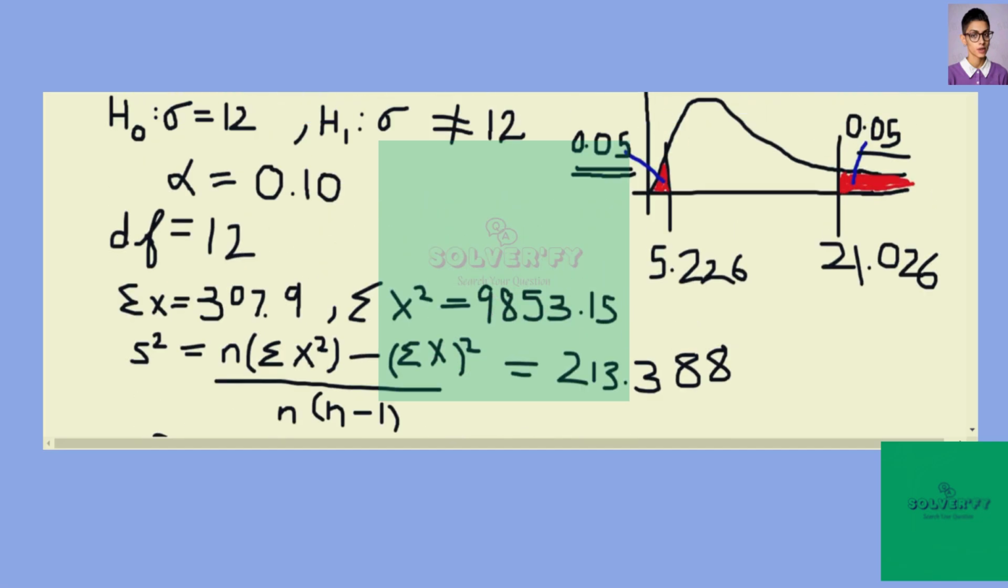1.218 will lie somewhere here. That is, it will lie in the shaded region, that is in our critical region. So reject the null hypothesis. Thus, there is sufficient evidence to conclude that the standard deviation differs from 12 mg.